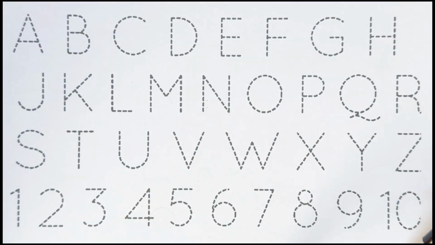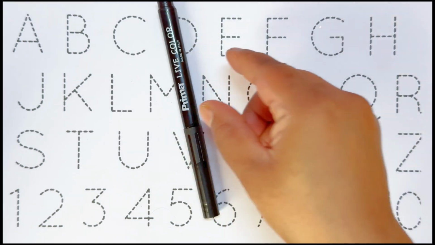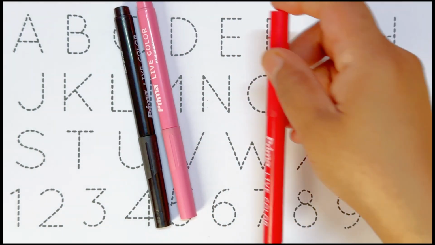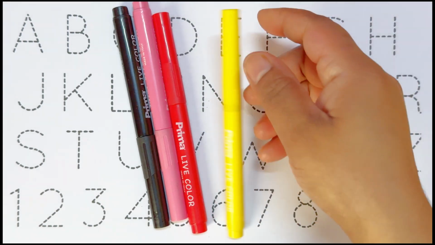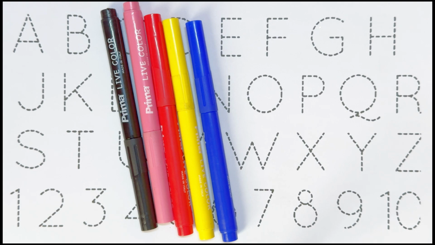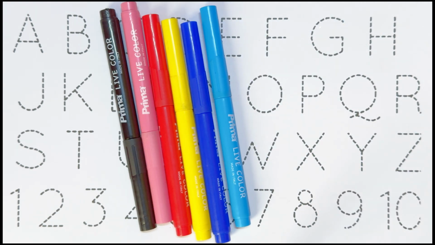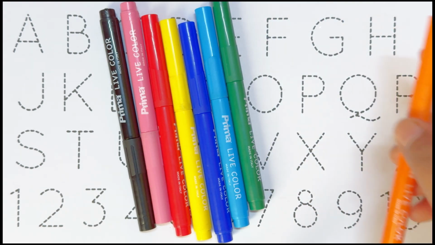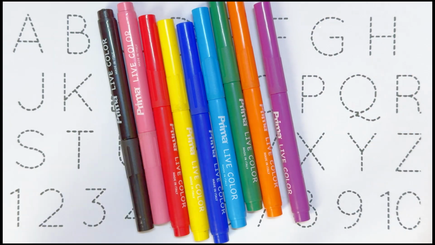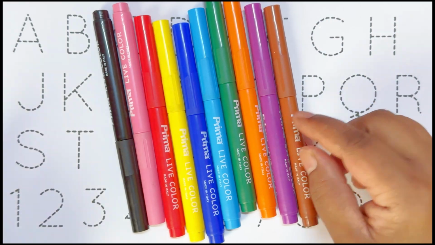Let's learn some colors name. Black color, pink color, red color, yellow color, blue color, sky blue color, green color, orange color, violet color, brown color.